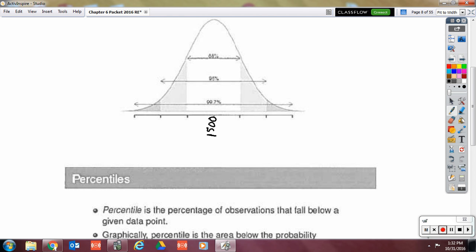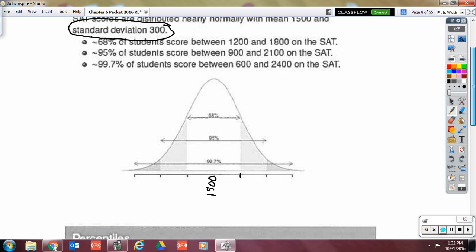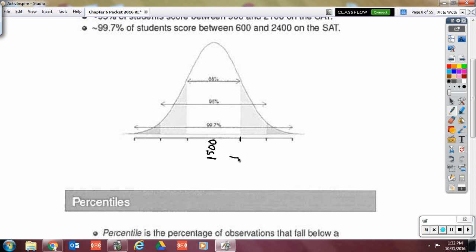Plus what? Plus 300. One standard deviation, guys. Wait, how'd you get 300? Because one standard deviation is 300 points. So if you are one standard deviation up, you made a score of 1,800. If you are two standard deviations up, you made a score of 2,100. And three standard deviations up is 2,400.